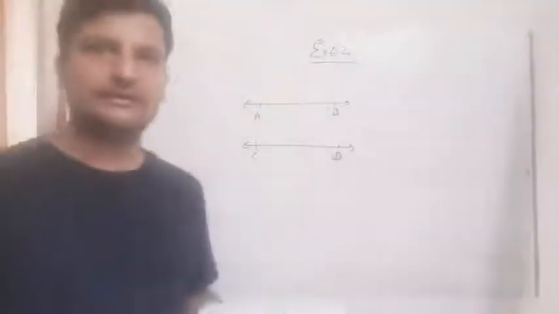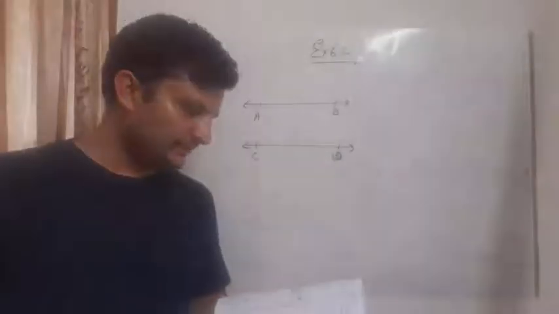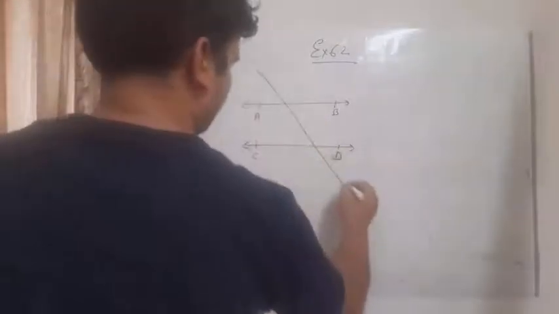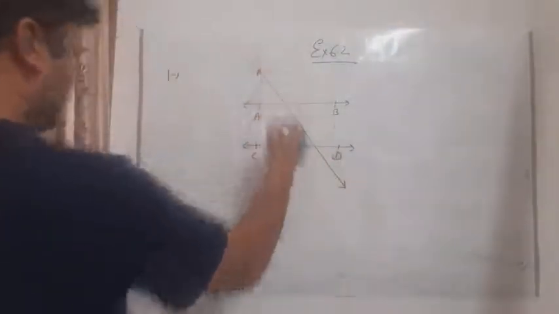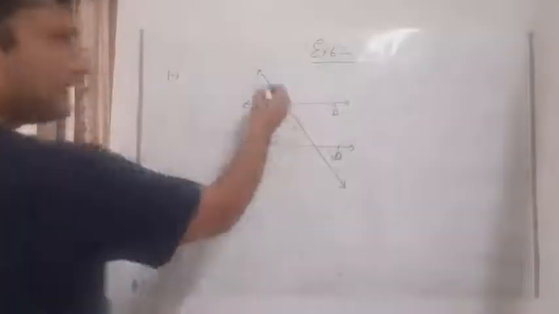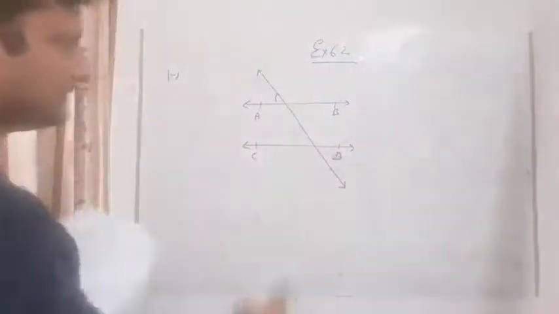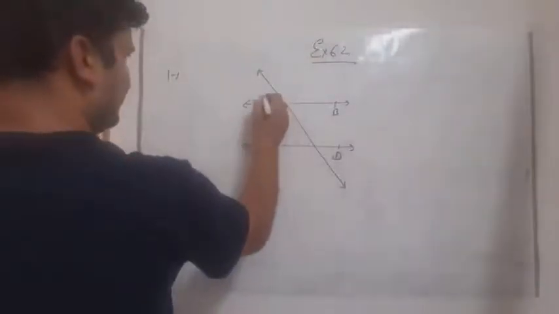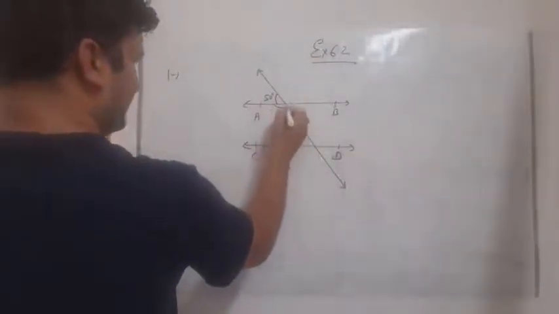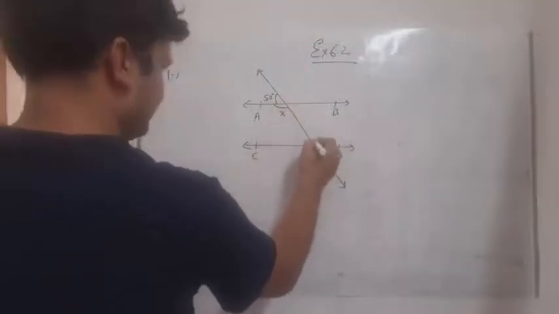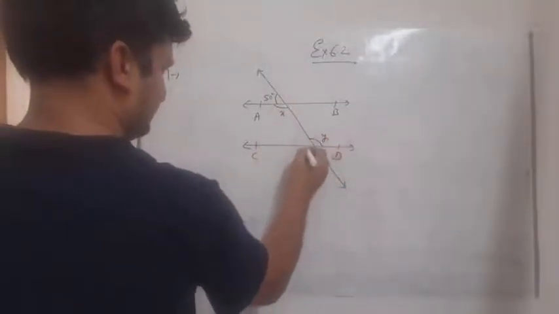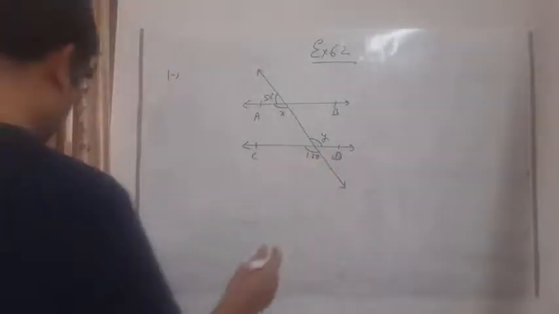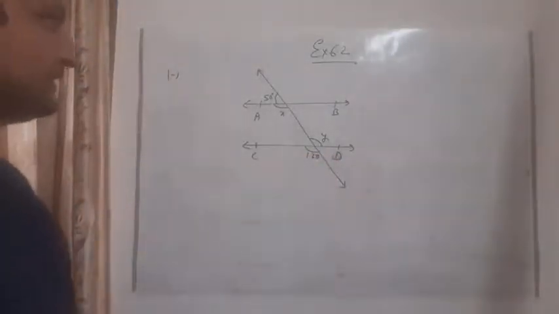Here two lines are given, AB and CD, and a transversal is given. This angle is also a straight line. These types of lines are called transversal, students, because this line is intersecting these two lines. It is given that this is 50 degree, this is x, this is y, this is 130 degree. So students, we have to find first the angles.